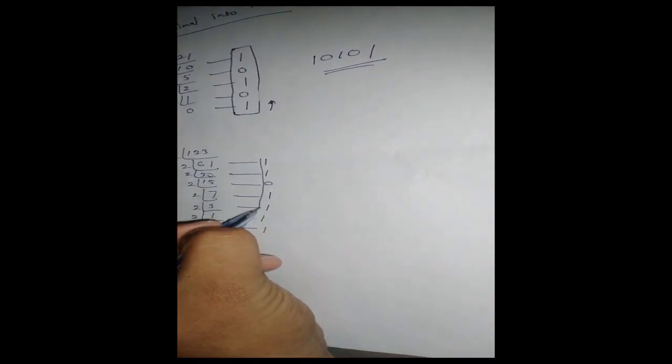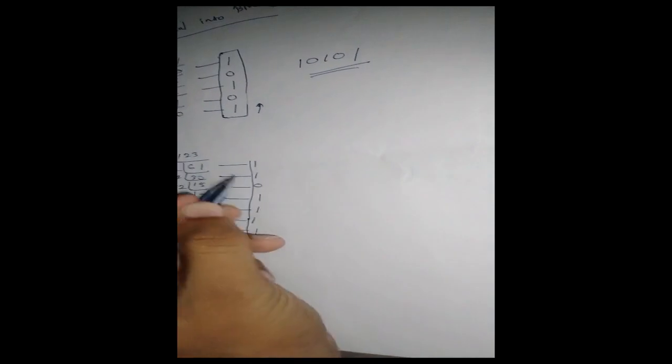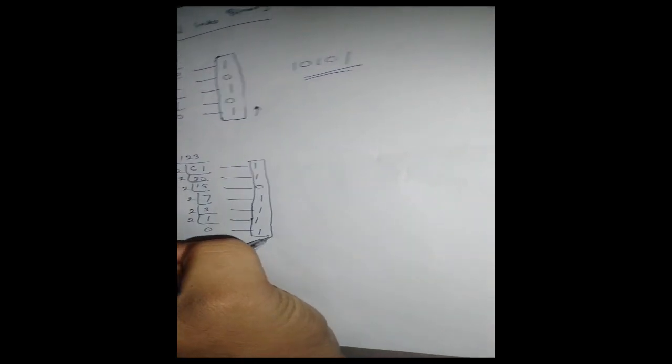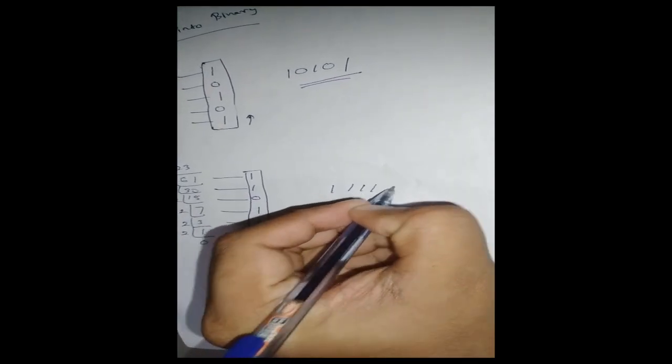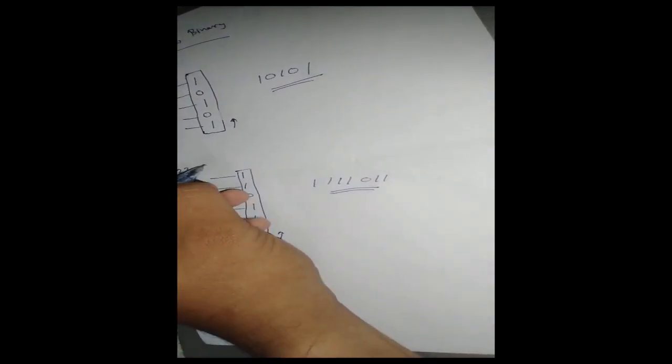So get all these remainder values and represent them from bottom to top like this: 1 1 1 1 0 1 1. This is the binary value for number 123.